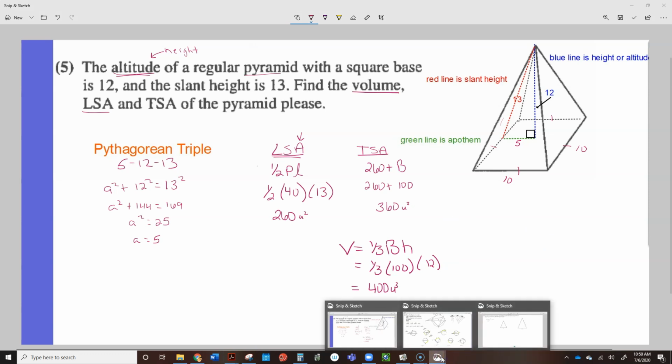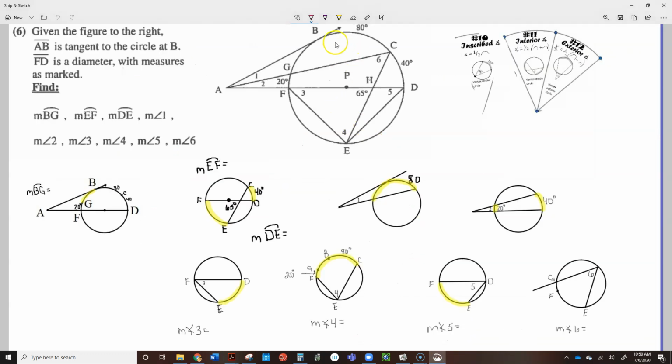Okay, so I'm going to move on to number 6. Number 6, I want you to notice anytime I get a picture this busy, I'm dividing it up into individual pictures. Every single one of these pictures that I have right here came from this big picture. And I'm simply taking them apart and only using the information that I need to help me find what I'm looking for. So BG right here, I could have drawn angle 1 with BG and 80, but that gave me 2 unknowns, and that wasn't enough information. So having 2 unknowns, I couldn't find anything.